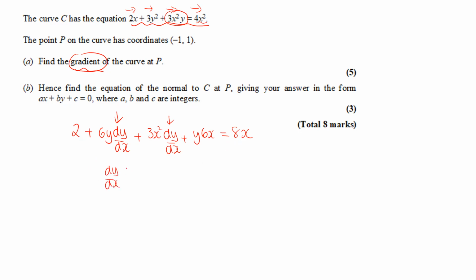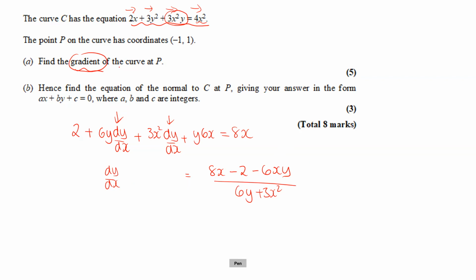So dy by dx, take that out as a factor, 6y plus 3x squared. Take everything else to the other side. So that's going to be 8x minus 2 minus 6xy. And then all we need to do is divide by that bracket to get our dy by dx. Is that okay? 6x minus 2 minus 6xy over 6 plus 3xy.